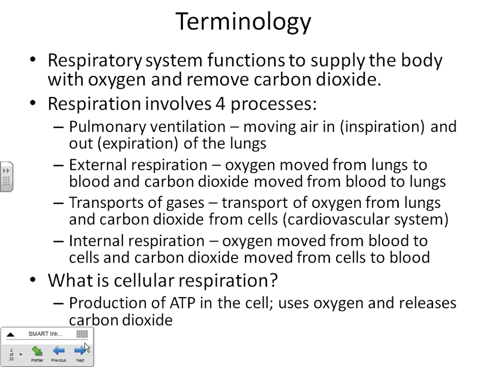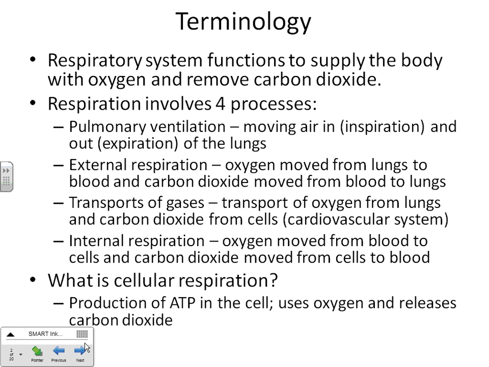Pulmonary ventilation brings air in. External respiration puts oxygen in the blood. Blood transports oxygen to the area in the body it's needed. Internal respiration puts the oxygen into the tissue. Then internal respiration takes the CO2 from the tissue into the blood. It's transported through the blood. External respiration takes CO2 out of the blood, puts it in the lungs. Pulmonary ventilation brings it out. Okay? One giant cycle occurring over and over and over again simultaneously.